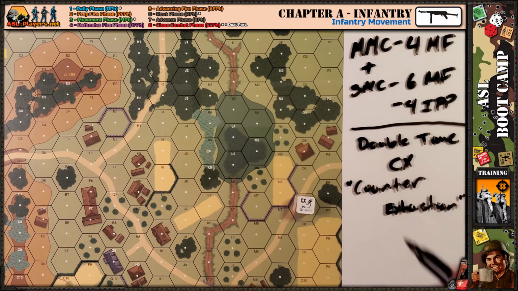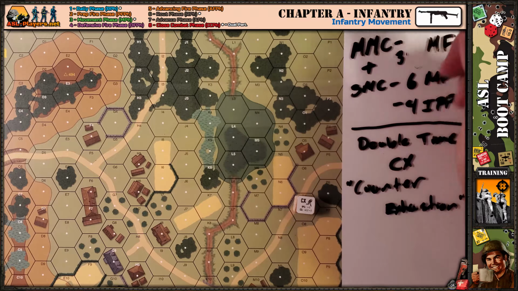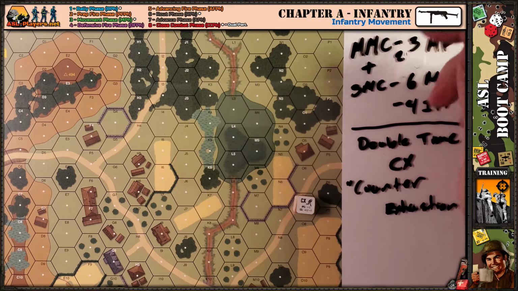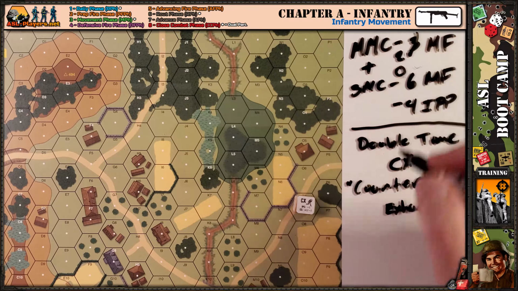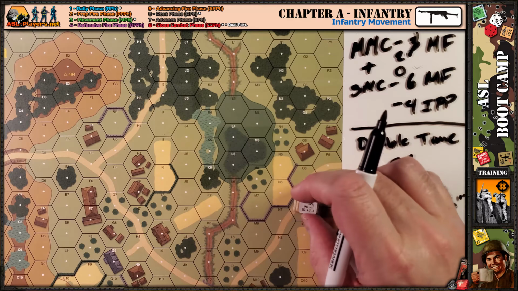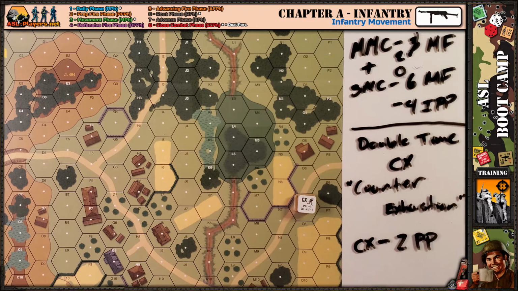Therefore, a multi-man counter plus a single-man counter, this is now 3. A single-man counter is normally 3. That was with a leader. A squad's portage capacity goes down to 2, and a single-man portage capacity goes down to 0. So if you're stacked with a leader, you can only carry 2 portage points when you double time. So this is a 5 portage point weapon. So they would lose 3 movement factors.